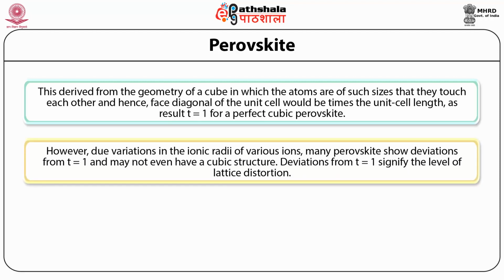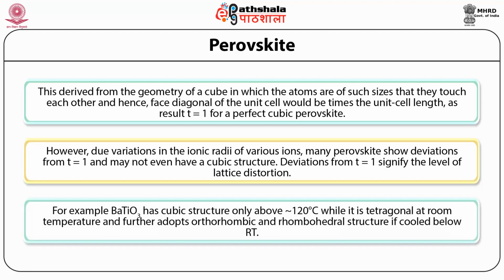However, due to variations in the ionic radii of various ions, many perovskites show deviations from T equal to 1 and may not even have a cubic structure. Deviation from T equal to 1 signifies the level of lattice distortion.